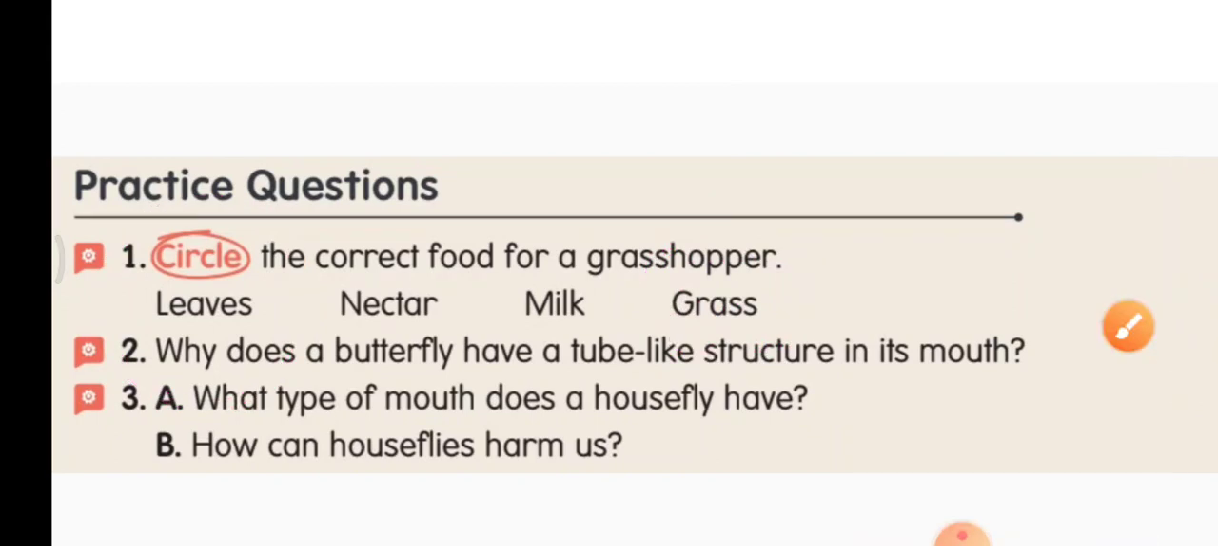Now, why does a butterfly have a tube-like structure in its mouth? In the picture, in this video, we saw that the butterfly has a tube-like structure in the mouth. Why does it have it like that? Because a butterfly sucks the nectar from the flowers. That is why it has a tube-like structure in its mouth. Third question, what type of mouth does a housefly have? How can houseflies harm us?